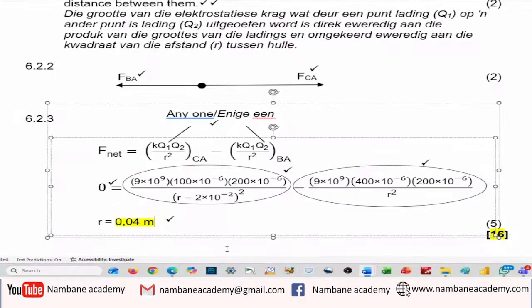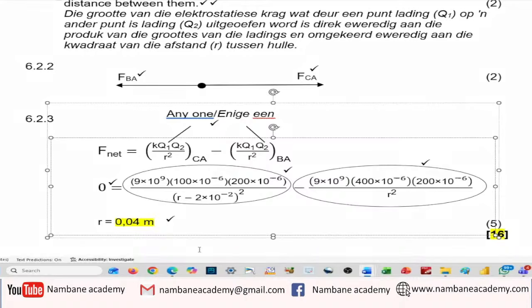And then the fourth mark, colleagues, will be a combination of substitution into the formula to calculate force BA and the minus sign that the learner will have seen from the free body diagram. Minus that substitution into that formula: 9 times 10 to the power 9, 400 times 10 to the power negative 6 times 200 times 10 to the power negative 6 over R squared. So minus the whole thing, then 1 mark. And then the final answer, which is 0.04 meters. That is that when it comes to the marking of question number 6.